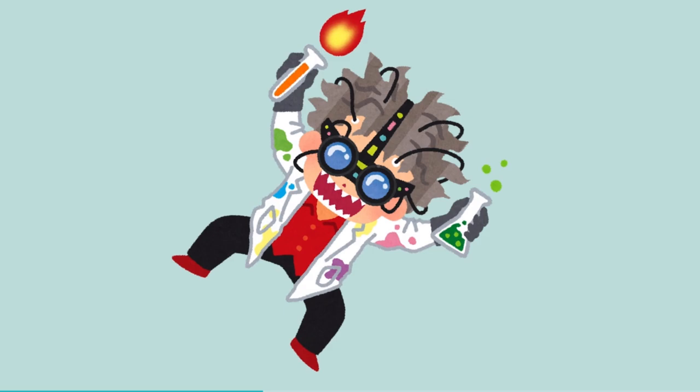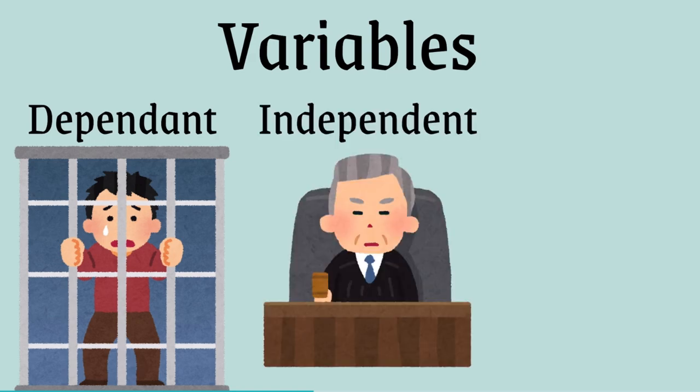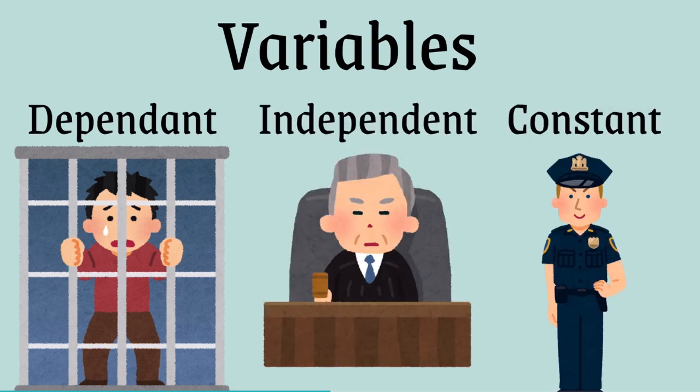When we conduct experiments, we test to see how certain things in a situation are affected by other things. These things that affect and can be affected are called our variables. We have three kinds: the dependent variable, the independent variable, and the constant variable, which is kind of counterintuitive. It's also just called a constant.